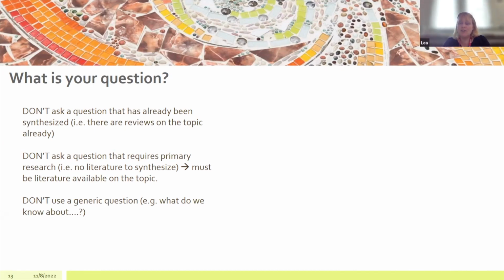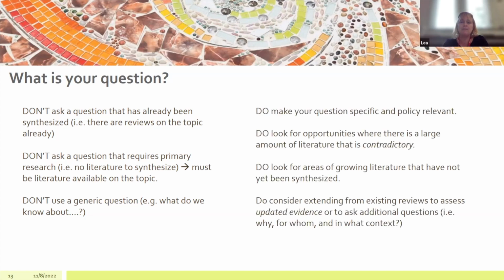Don't use a generic question. It's much less effective and much less impactful of a paper when we ask questions like, what do we know about? It's much more impactful to ask a very directed question. So tips: do make your question specific and policy relevant. Try and ask a really interesting question that could have an answer to it. And those who specialize in systematic evidence synthesis will actually have an entire phase of a project with stakeholder consultation to identify and articulate the question itself.